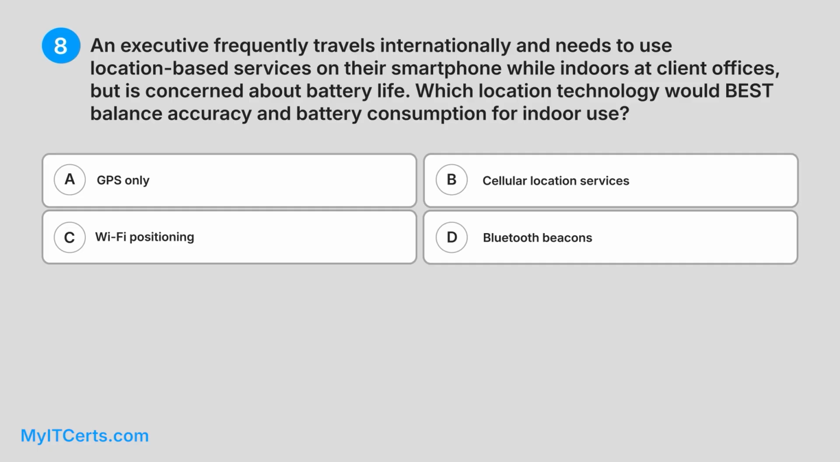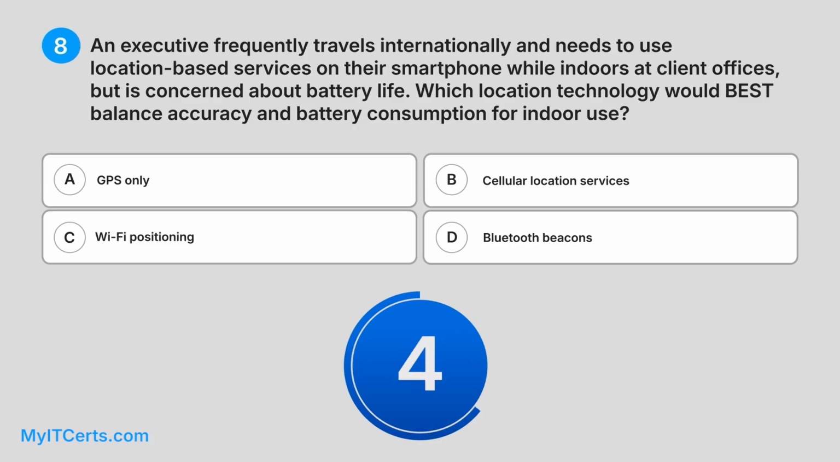A. GPS only. B. Cellular location services. C. Wi-Fi positioning. D. Bluetooth beacons. Can you guess the answer?